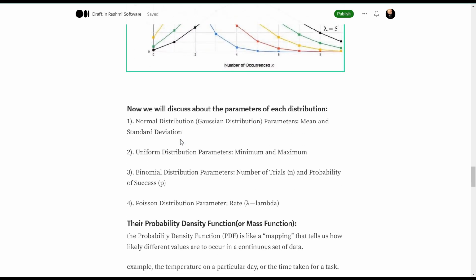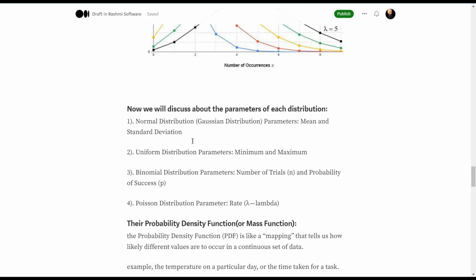Now we will discuss the parameters of each distribution. If we are discussing distributions, we all know that distributions also have parameters. So let's see what the parameters of each distribution are. Normal distribution, another name is Gaussian distribution. Parameters: mean and standard deviation.